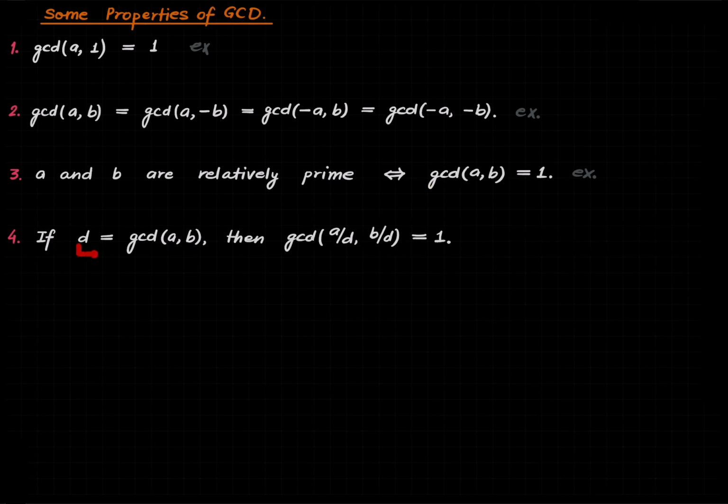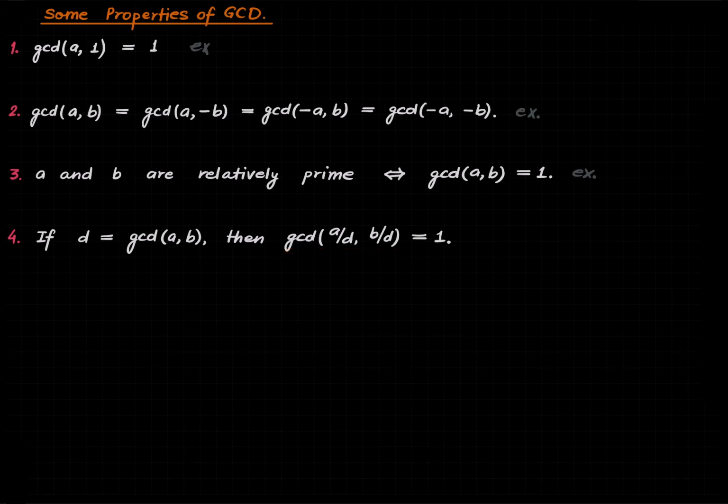Also, if D is the GCD of A and B, then the GCD of A by D and B by D is a legitimate integer, because D is the GCD of A and B, in particular, D divides both A and B. If D divides both A and B, A by D and B by D are both integers, and we can talk about their GCDs as long as these are not both 0. Since A and B are not both 0, because we are talking about their GCD, A by D and B by D will also be not both 0, and hence we can talk about their GCDs.